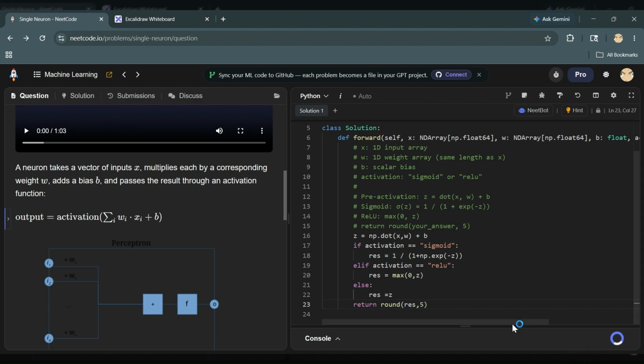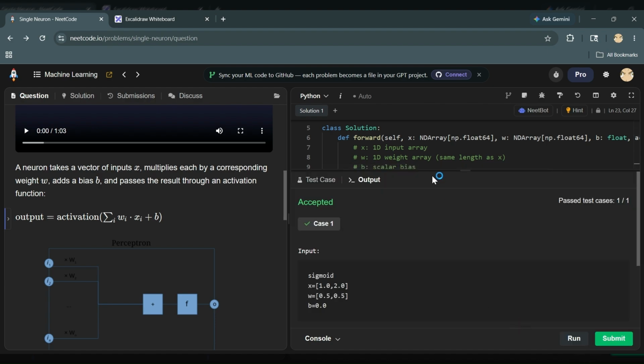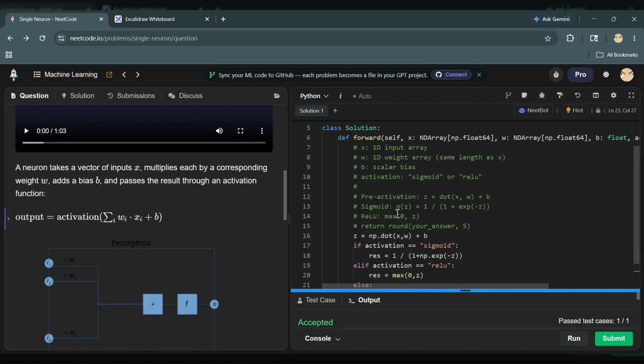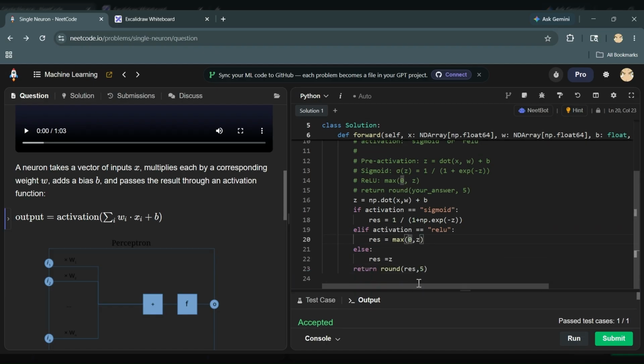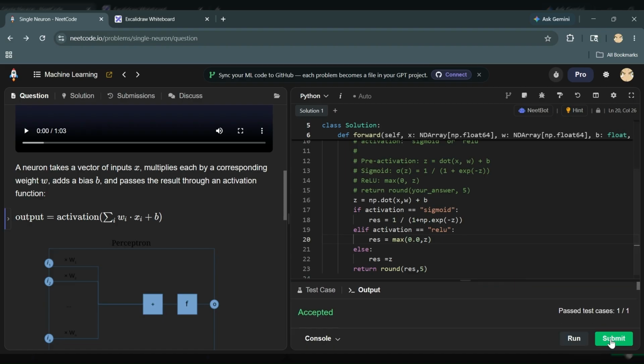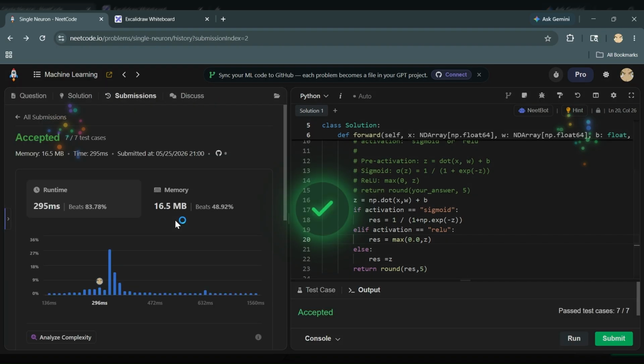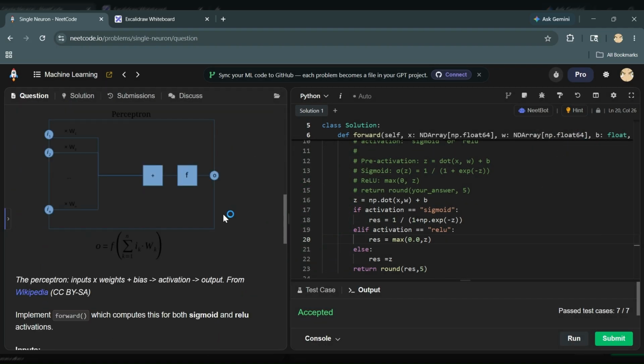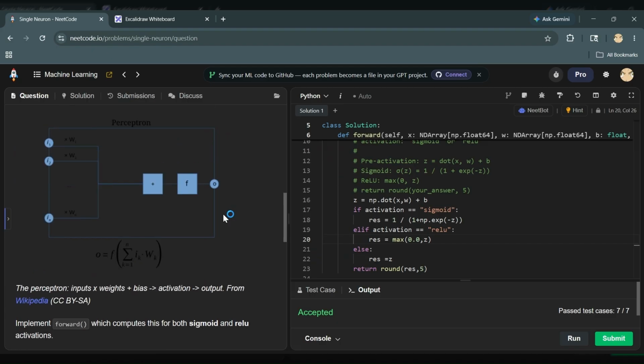So basically for the first case this will work, but there are some edge cases like 0.0 where the value should be between 0 and 1, so we can skip the decimal values. So this is the problem, and it is done. And this single neuron is also called a perceptron.